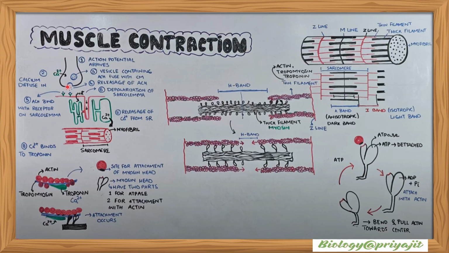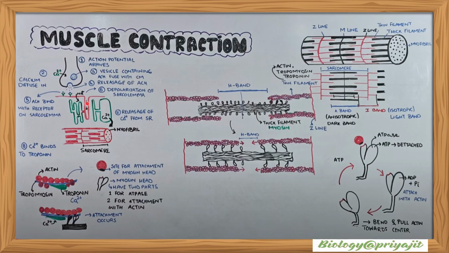Then the neurotransmitter acetylcholine binds with the receptors present on the adjacent cell membrane of the muscle cell, or the sarcolemma. These are the adjacent receptors of the sarcolemma, and the neurotransmitter will bind with the receptor. Then what happens? Then depolarization of the sarcolemma occurs and a release of calcium 2 plus ions occurs from the sarcoplasmic reticulum, which is found just beside the T tubule.